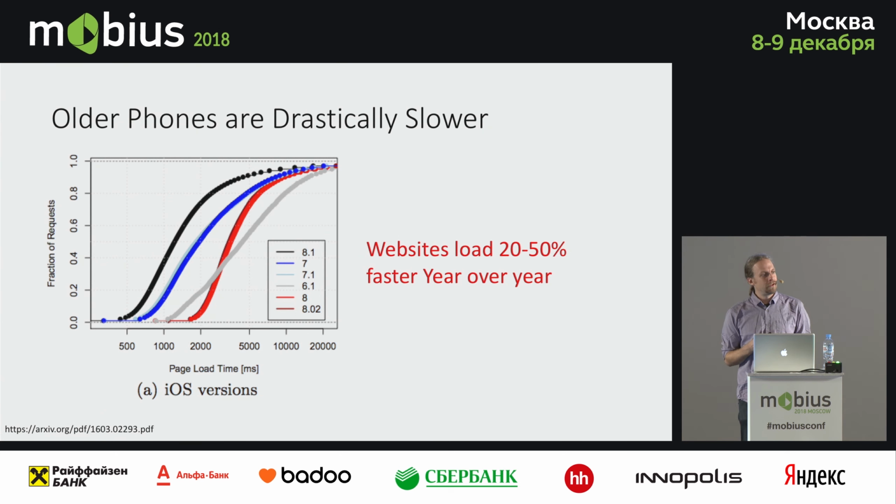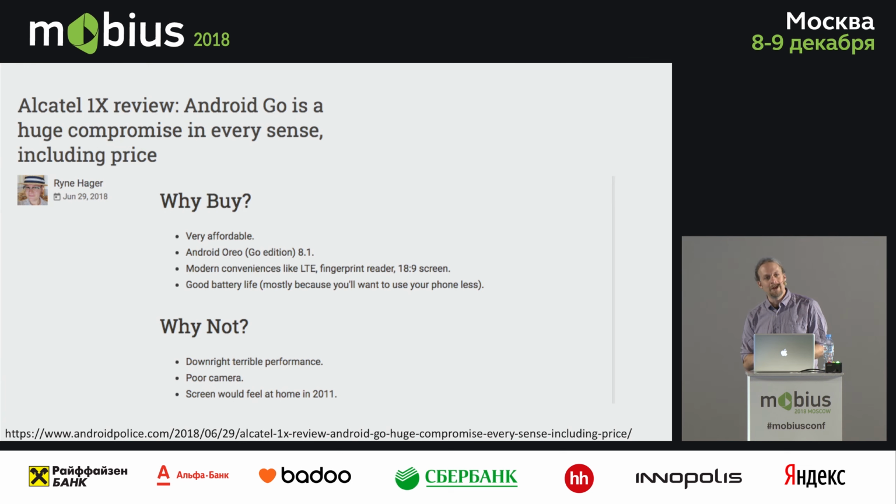The Android Go devices run the most recent version of Android, but this review for the Alcatel One X is really telling. It's a huge compromise in every sense, including price. And I really like, it's got great battery life, mostly because you don't want to use it as much. That's the review, right? So these devices are slow, and it's a new device, but you can't rely on new devices to be fast.